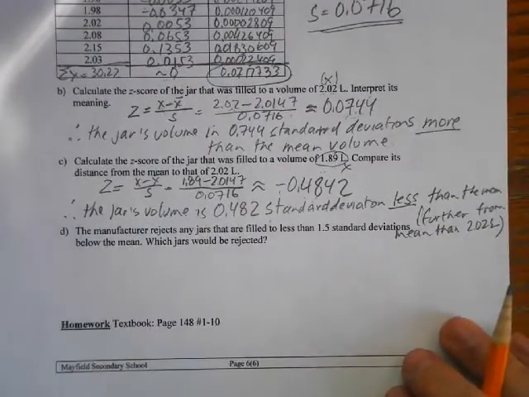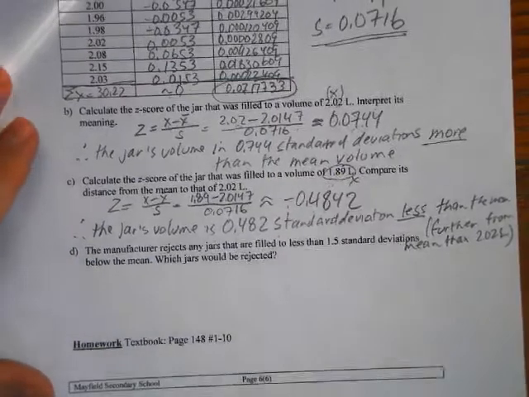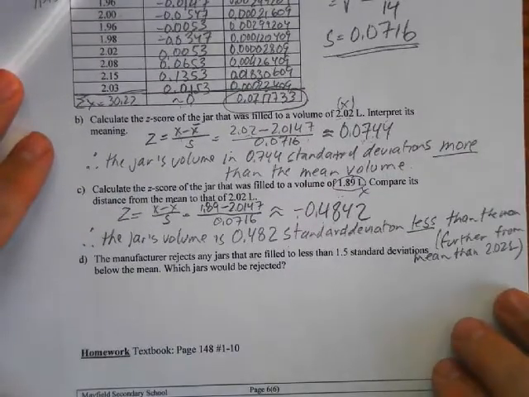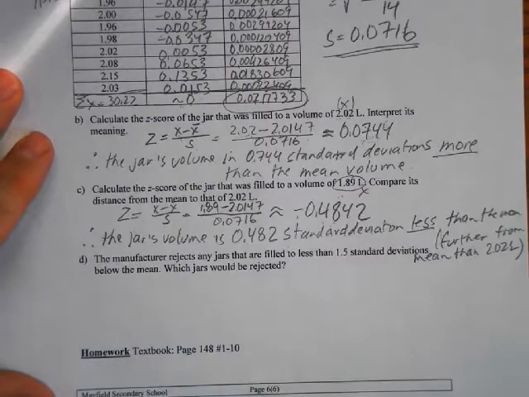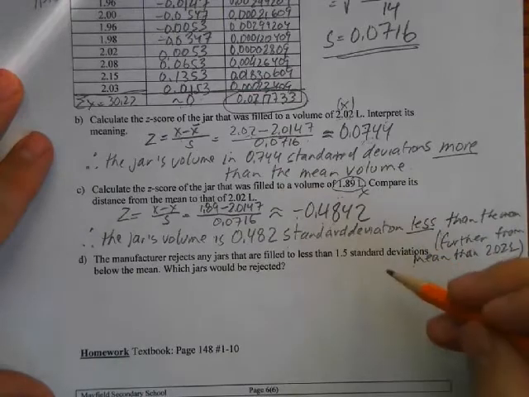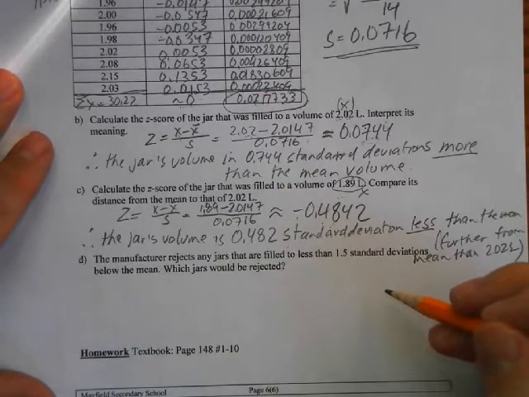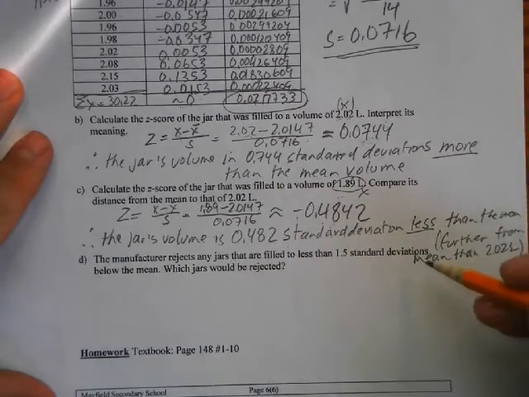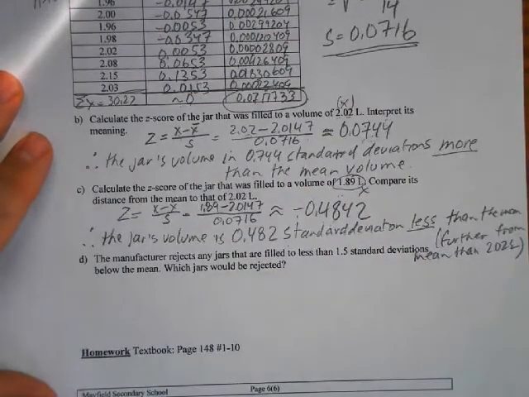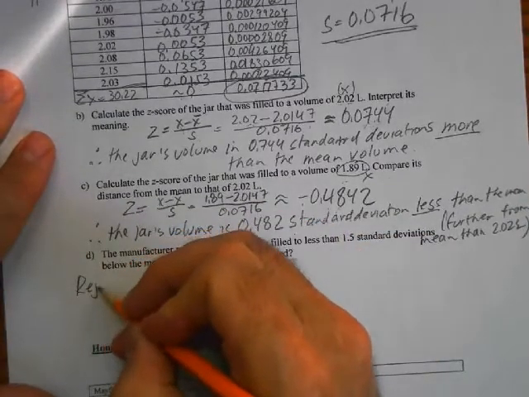Okay, and here's another type of question. I actually think this one's more fun. The manufacturer rejects any jars that are filled to less than 1.5 standard deviations below the mean. So in other words, if the jar doesn't contain a certain amount, which we're going to determine, it's going to be rejected. Nobody wants to buy something less than advertised. Obviously, if it's filled more than the mean, the customer would be happy, so the company will be happy. So we're going to call this thing the reject volume.